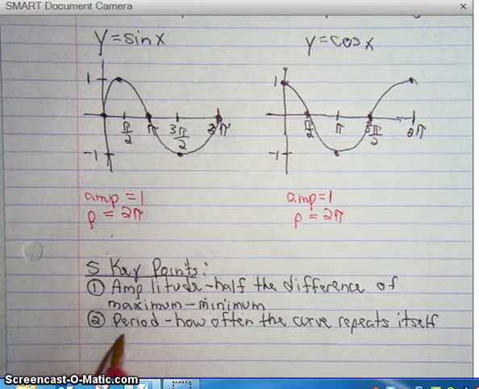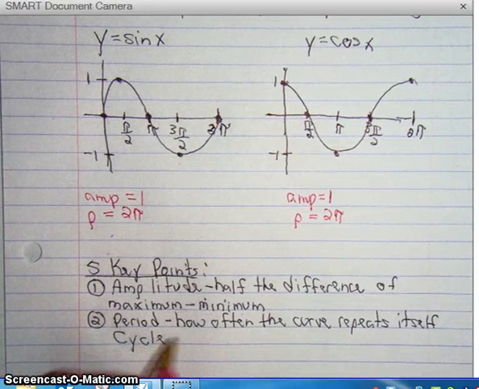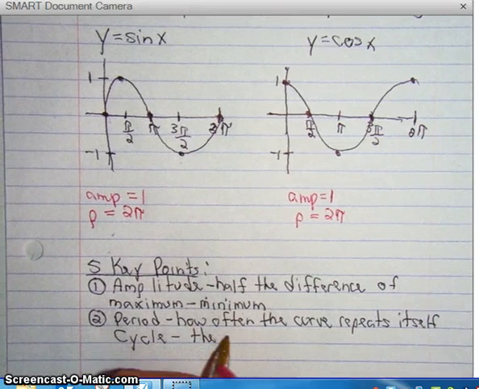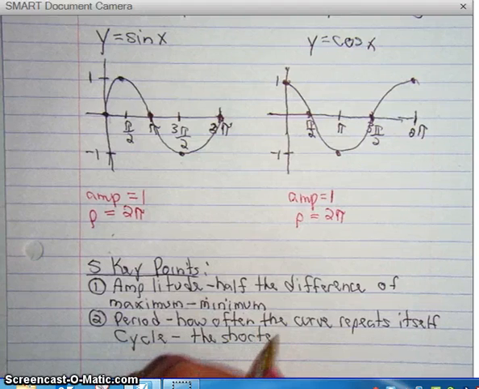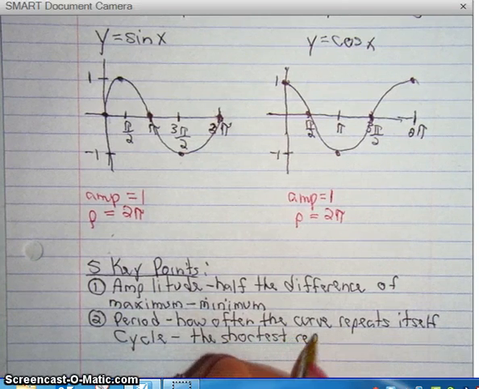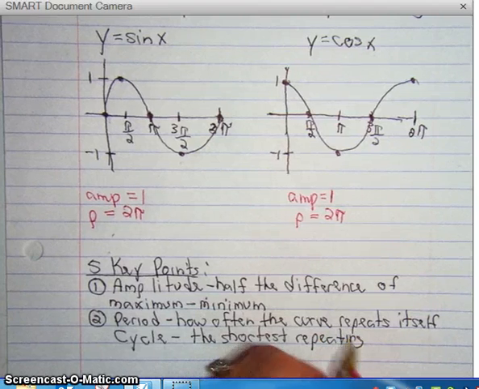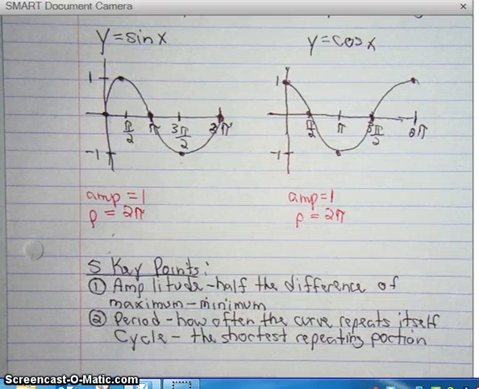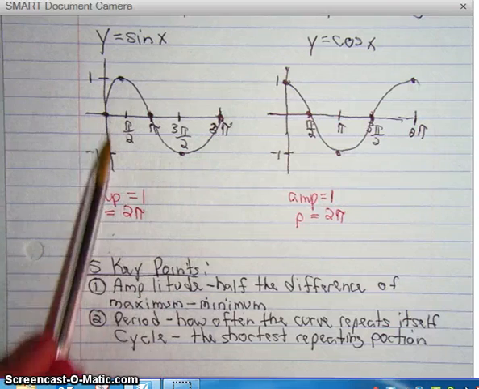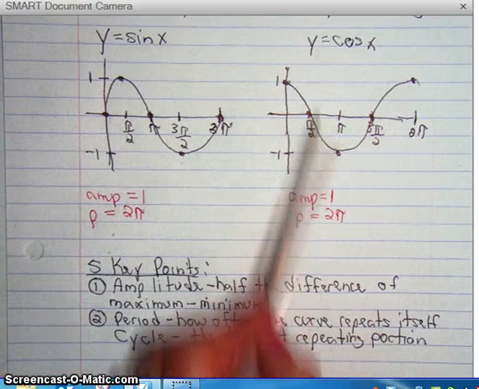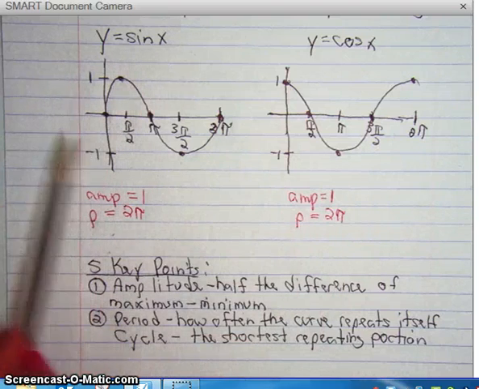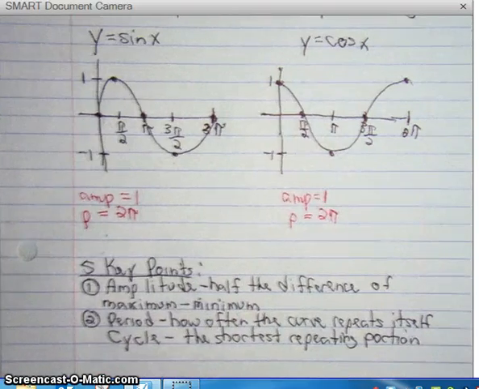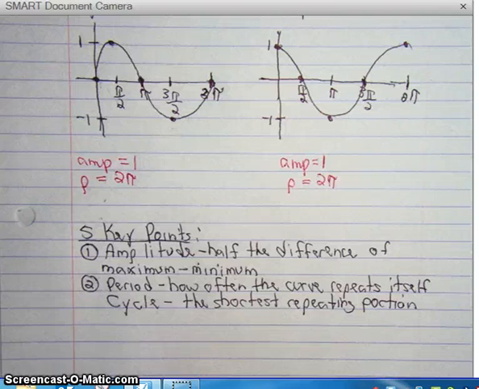A cycle, under period, a cycle is the shortest repeating portion. So this is one positive cycle of sine. This is one positive cycle of cosine. Sometimes, guys, we're going to ask you to go backwards and go into negative land. Okay? All right, number 3, x-intercepts.